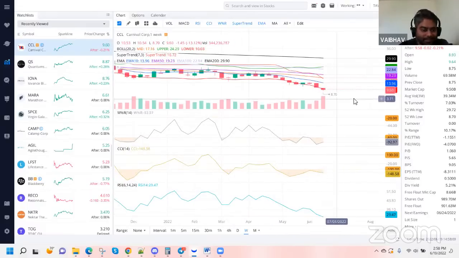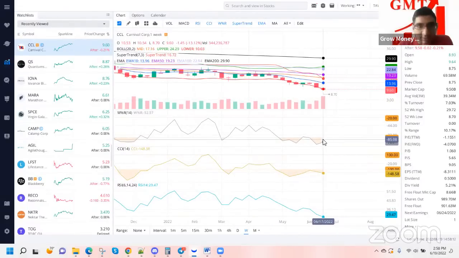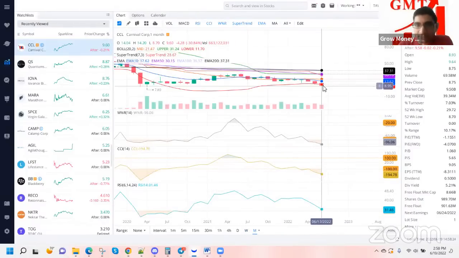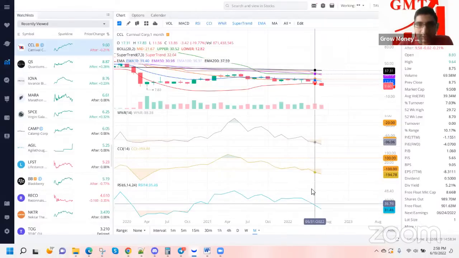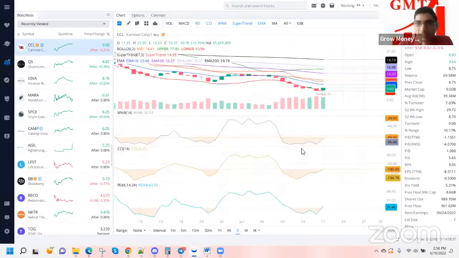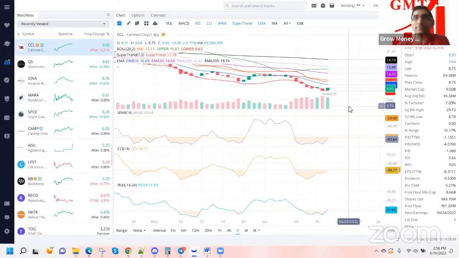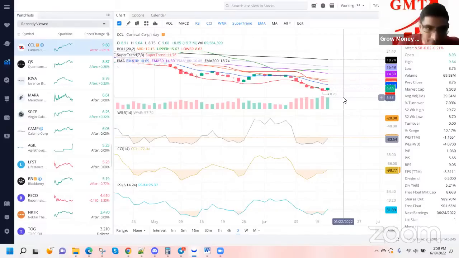Even on the weekly chart, the indicators are in the oversold region. So you can expect some correction or reversal. Williams R is minus 96, CCI minus 194. So it's already in the oversold region. You can expect this week it could go up. Although it's a short week, hopefully you'll get a chance to close in profit.